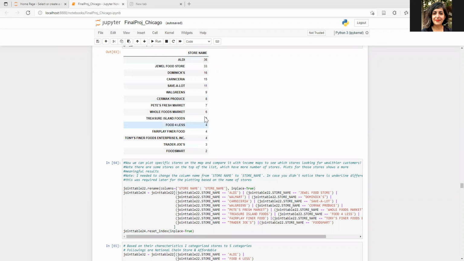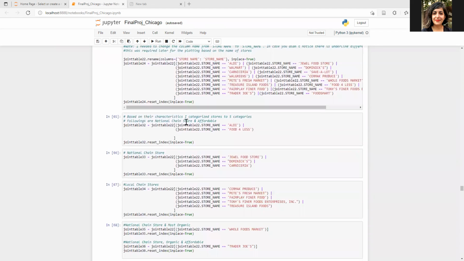So I had this table recognizing all the corporate grocery stores in Chicago. Basically, any store that had more than one branch, I call it a corporate store. So the latest one is Food Smart, and the biggest one is Aldi. And I put them in 5 different categories. My first category was national chain stores and affordable, including Aldi and Food for Less. My another category was just national chain stores like Jewel, Dominic's, and Carniceria.